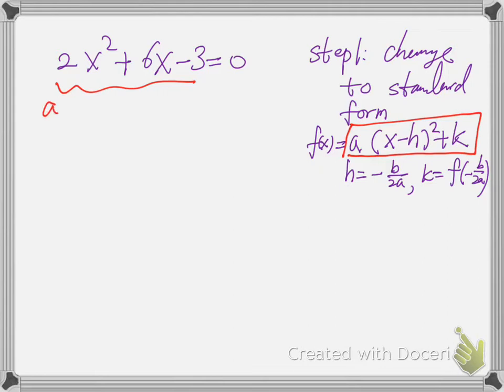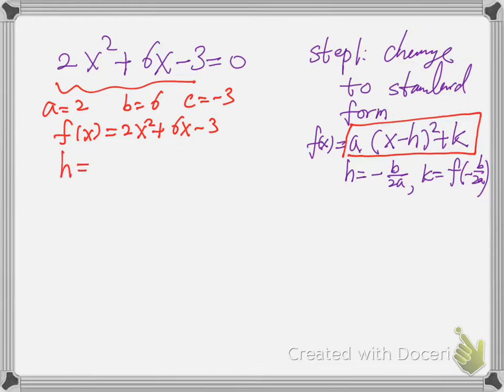Now a is 2, b is 6, c is negative 3, and f of x is the left hand side, 2x squared plus 6x minus 3. Now h is negative b over 2a. So what is negative b over 2a? It is negative 6 over 2 times 2, so this is negative 6 over 4. Simplify that, cancel 2, and it becomes negative 3 over 2. This is h. Then k is f of h.